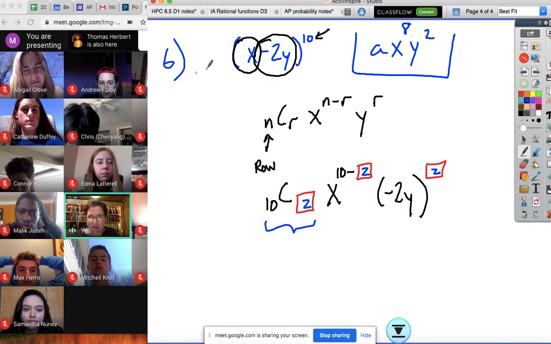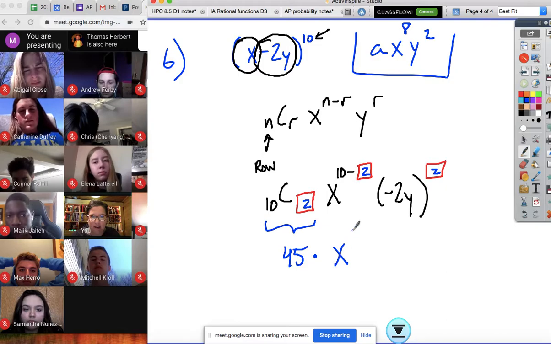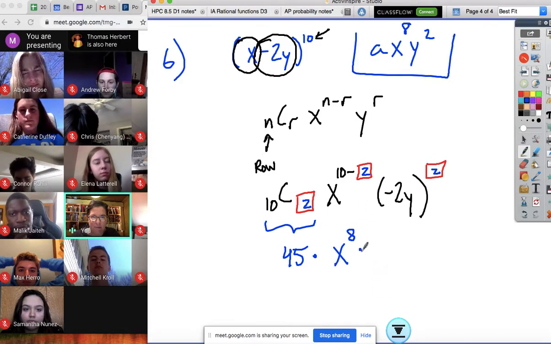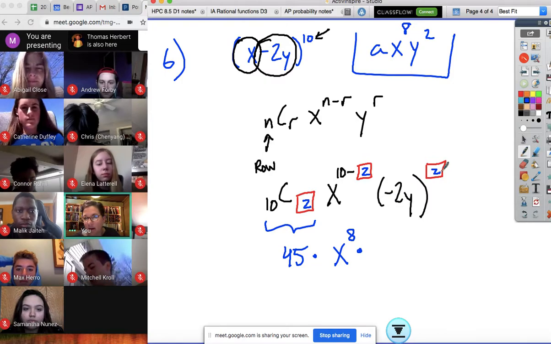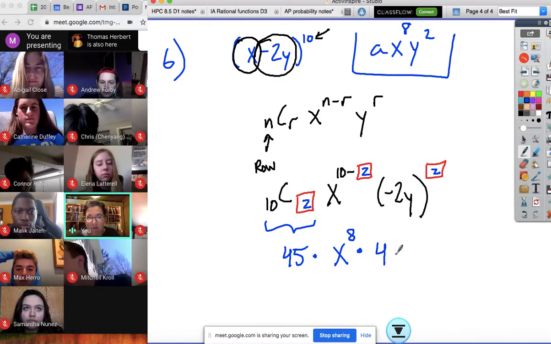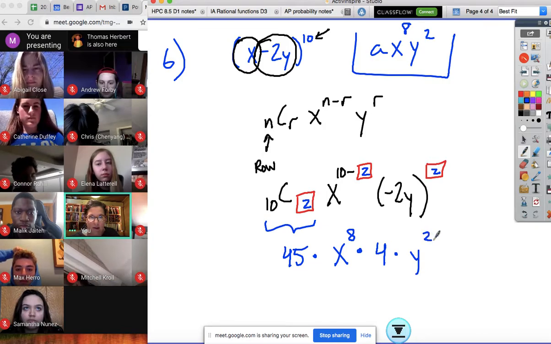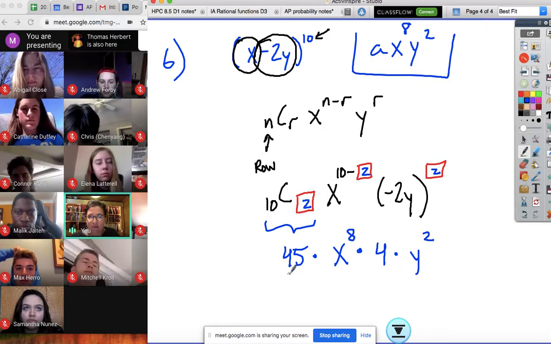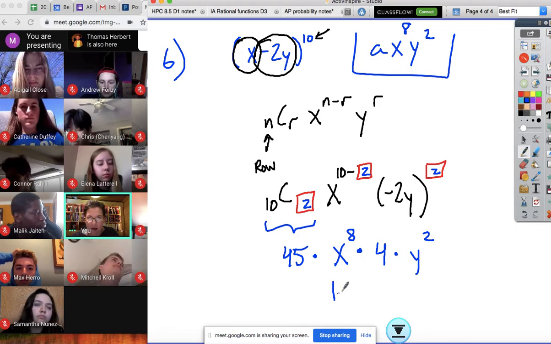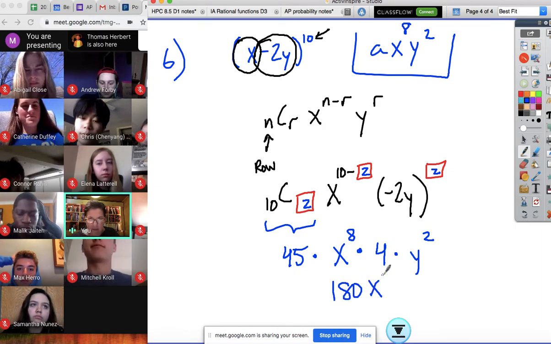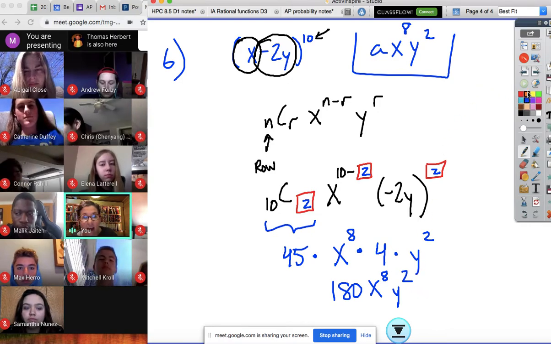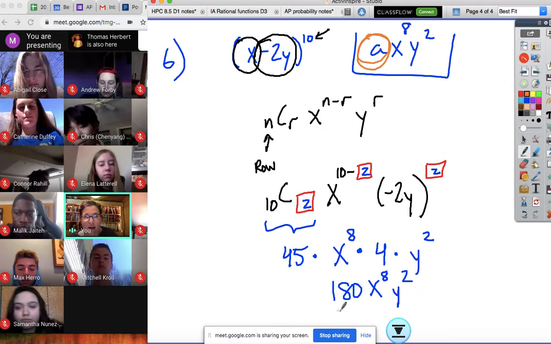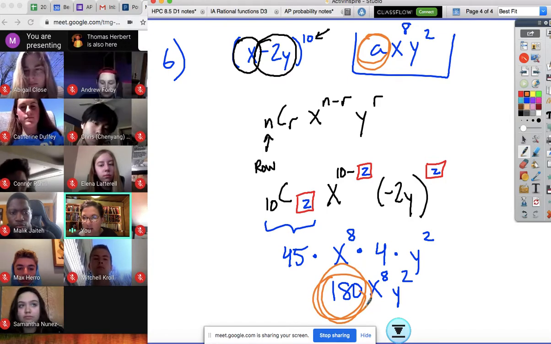Okay, hang on. I got some lag. All right, 45. This will be an x to the 8th because of the 10 minus 2. Then here, please don't forget, you have to do negative 2 to the second power. Negative 2 squared is a positive 4. And then you have y squared. But you have to multiply the 45 times the 4, and you're going to get 180 x to the 8th y squared. And the question was asking for a. A is the thing that was out in front, which is a 180. So the answer to the question is 180.